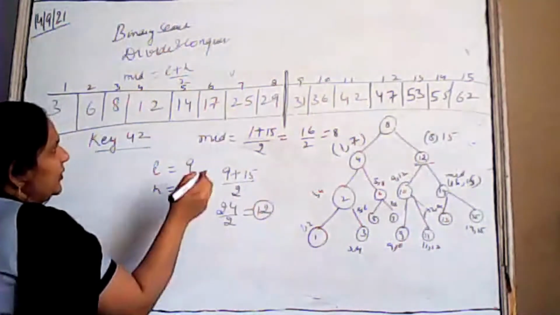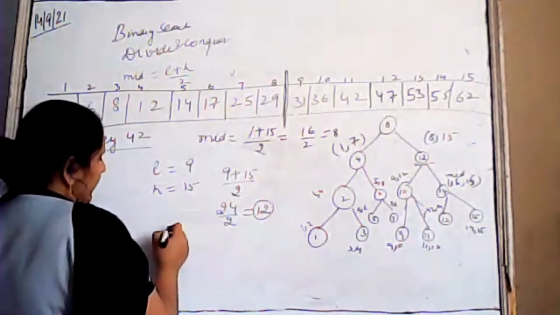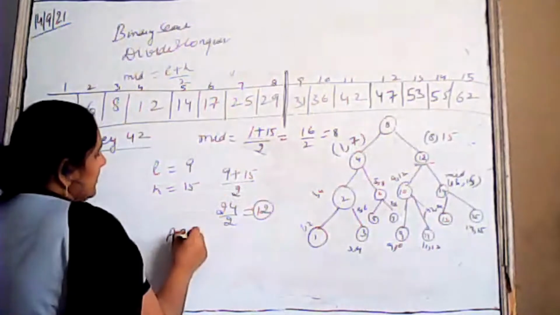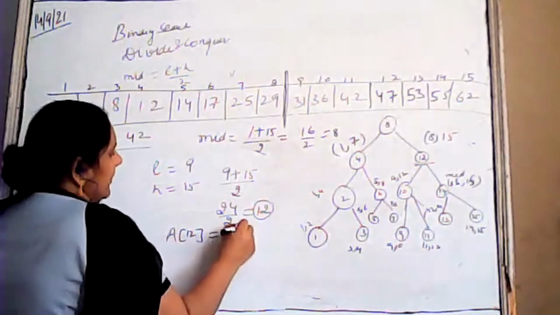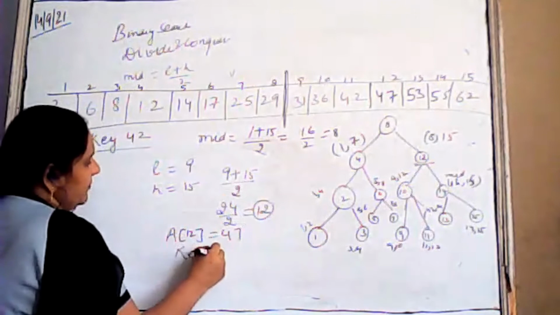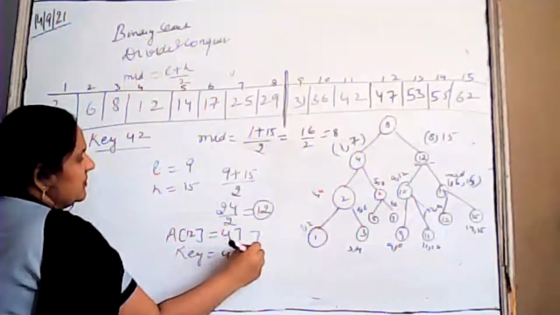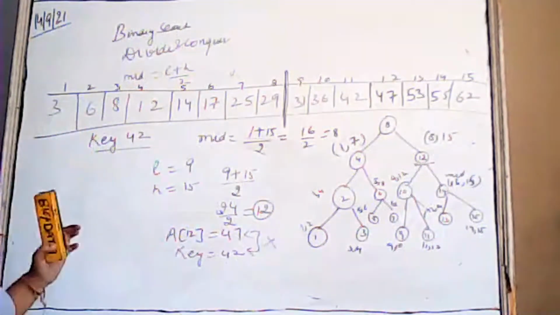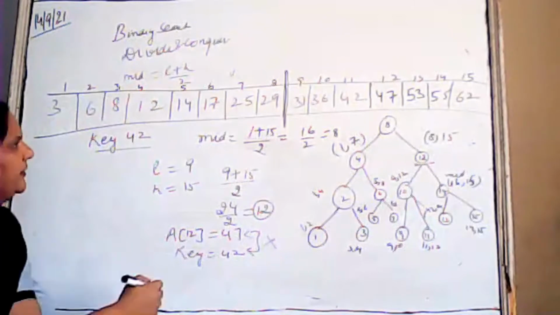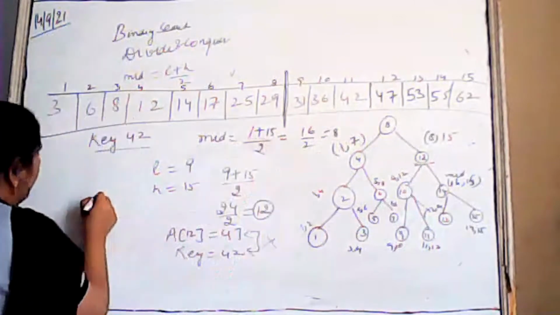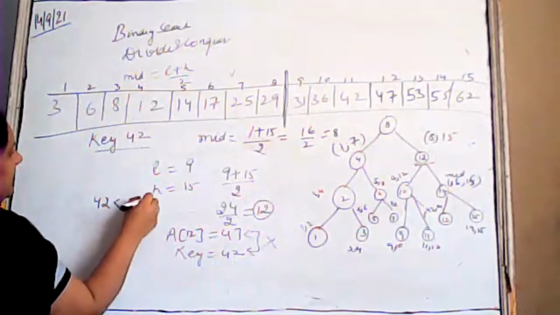So at 12, you check whether 42 is there. No. So A of 12 is 47 and key is equal to 42. So it does not match. Now we have to locate it. Now it is smaller. 42 is smaller than 47.